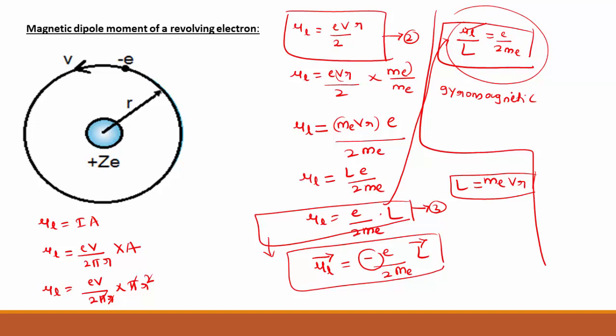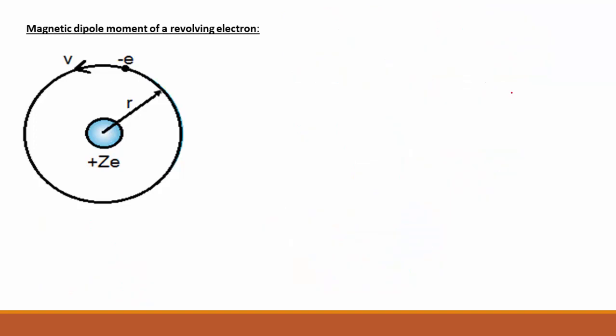Now we will find the value of the gyromagnetic ratio. The gyromagnetic ratio is mu L divided by L, the ratio of magnetic moment to the angular momentum. That equation is e divided by 2 into me.